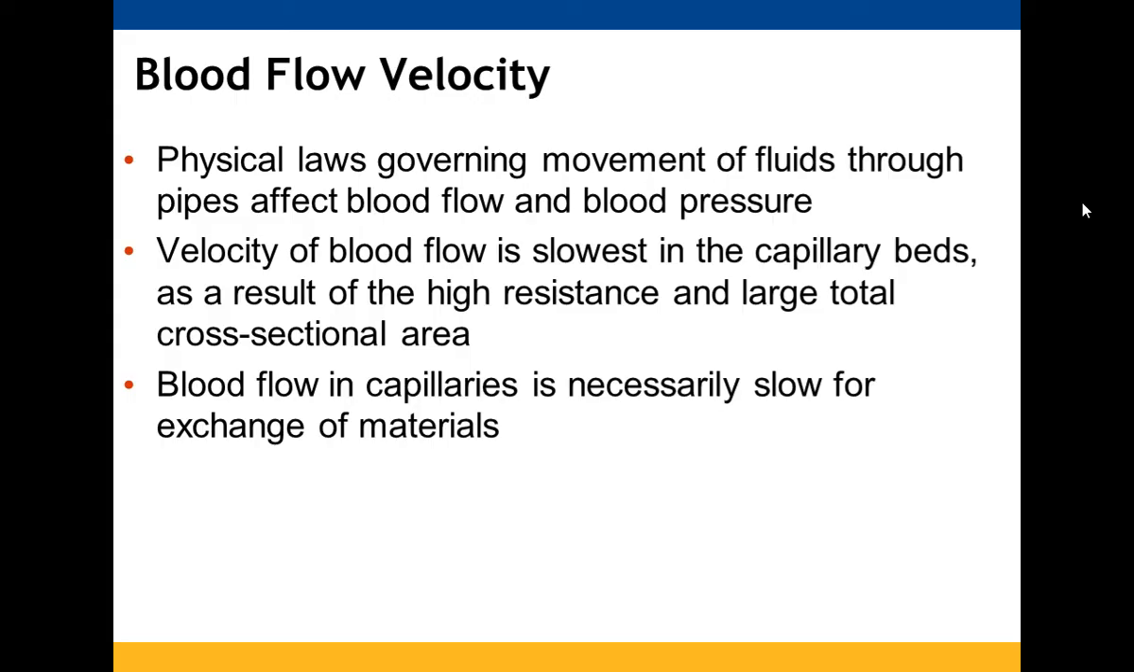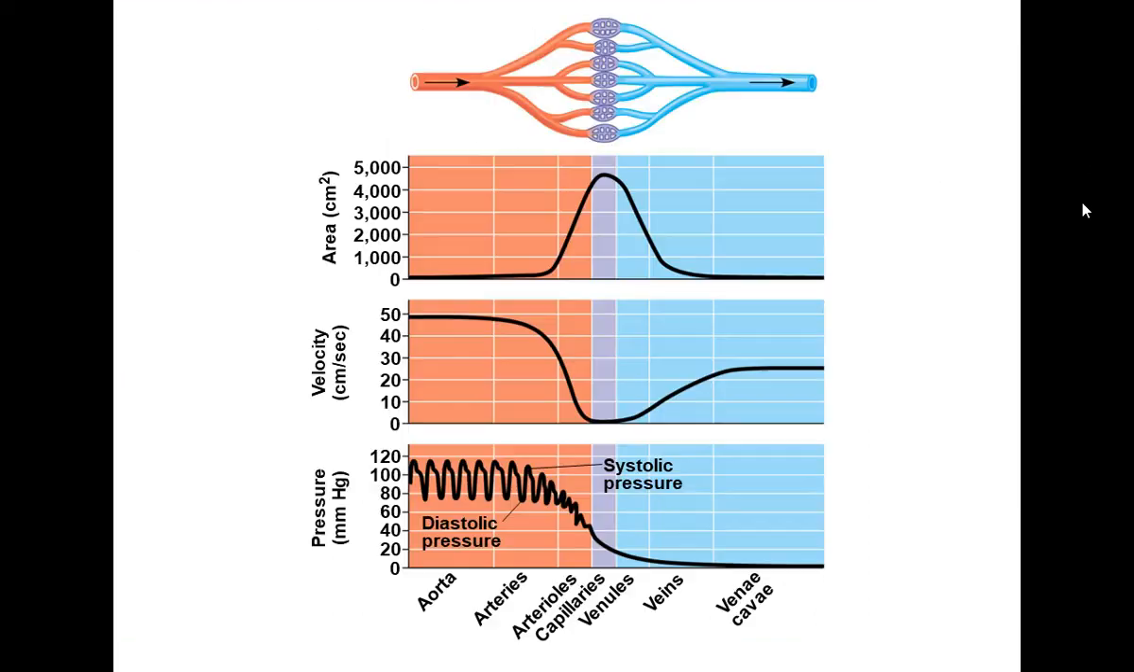Okay. Blood flow velocity. So laws governing the movement of fluids through pipes will affect blood flow and blood pressure. Velocity, the speed at which the blood is moving, is going to be slowest in the capillary beds. You've got a larger surface area, a little bit more resistance there, and we actually want it to be slower. This is a good thing because this is where you're going to be having those gases exchanged and the other substances that are being carried to the blood that the cells and tissues need.